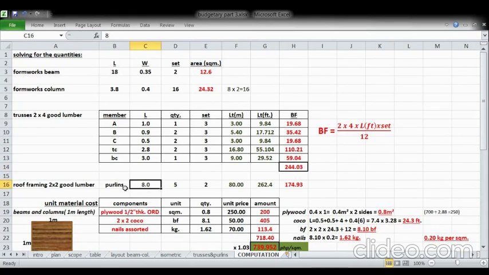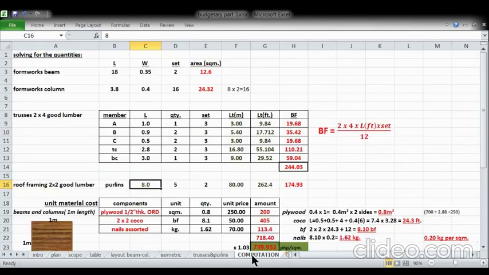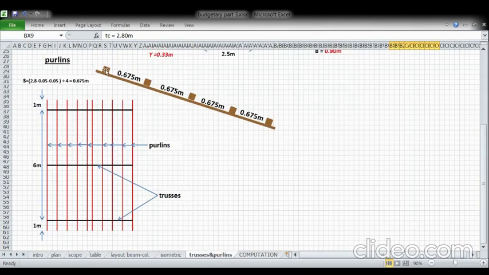Where do we get 8 meters? Here. The length of the building is 6, plus each end overhang, 1 meter, 1 meter. That will give us 8 meters. So the quantity is 5. Where do we get 5? It's on the layout here: 1, 2, 3, 4, 5.